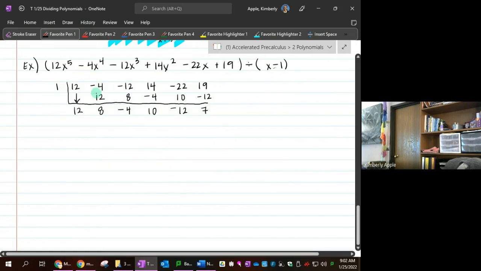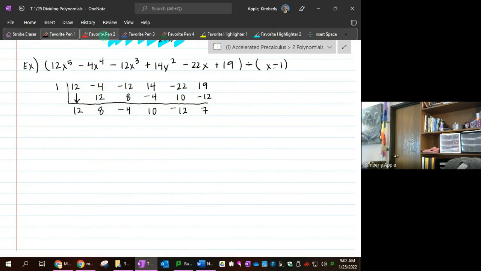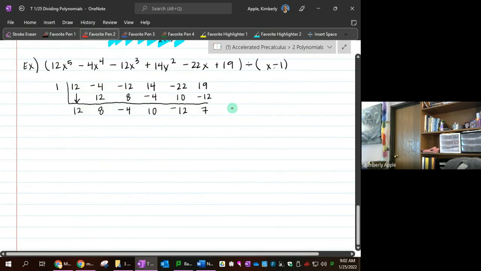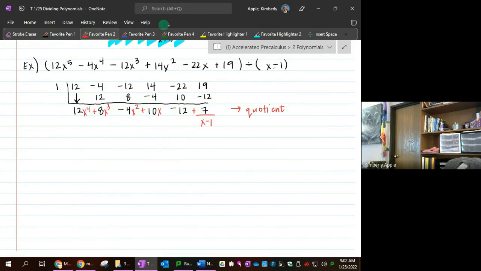Let's see. We need to put it back together now because this is your quotient. This is your quotient or your answer. The answer to a division problem is just called a quotient. And so if this begins at power 5, this will begin at power 4. This will become x to the third minus 4x squared plus 10x minus 12 plus 7 over the original divisor. And there you go.